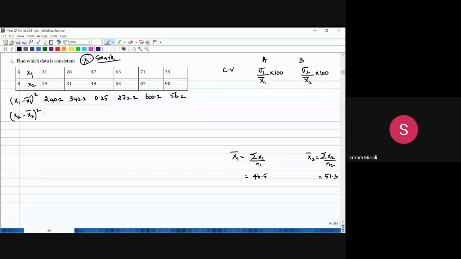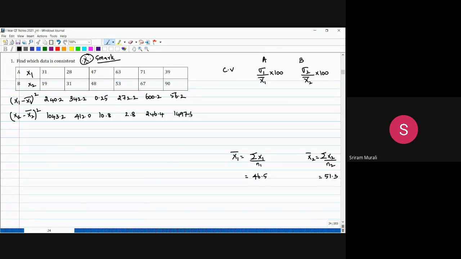Likewise, 19 minus 51.6, 31 minus 48. Take a difference and then square this. If I take that difference, it is 1043.2, whereas it is 412.0. This is 10.8. This is 2.8, this is 246.4, it is 1497.6.